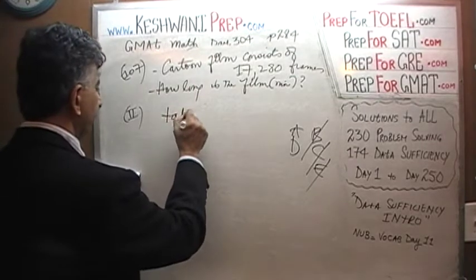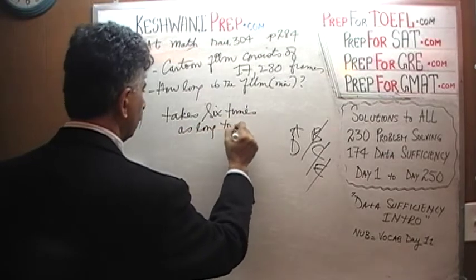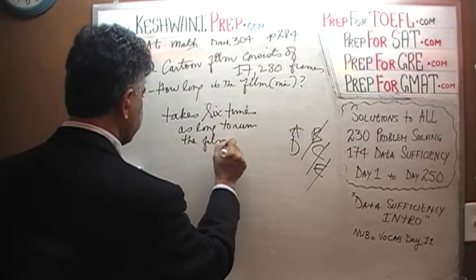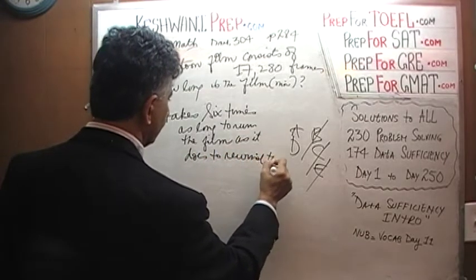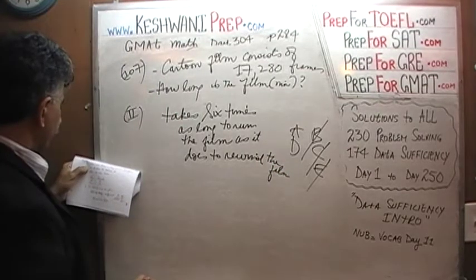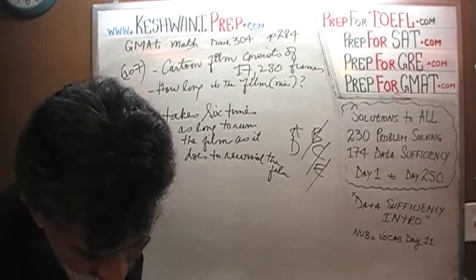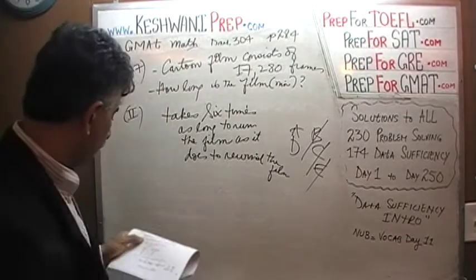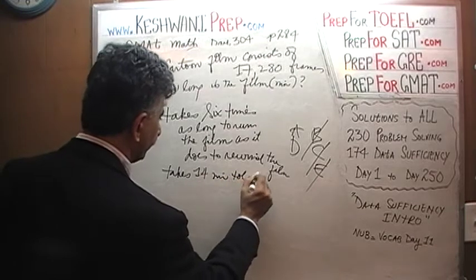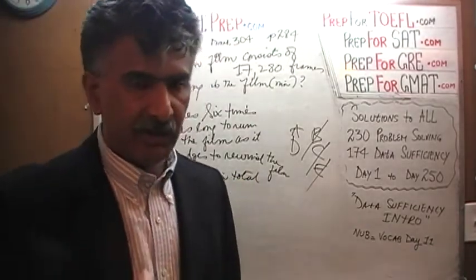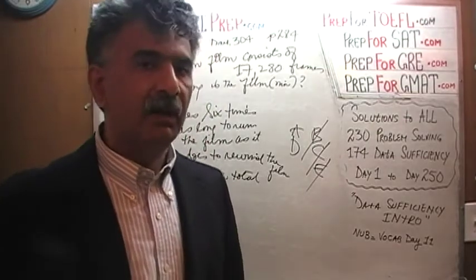It tells us that it takes six times as long to run the film as it does to rewind the film. Alright. And they also tell us, let me make sure I'm reading it correctly here, that it takes a total of 14 minutes to run the film and to rewind it. After you watch the entire film, you wait for it to rewind itself, and the entire process of running the film and rewinding it, we are told, takes 14 minutes.